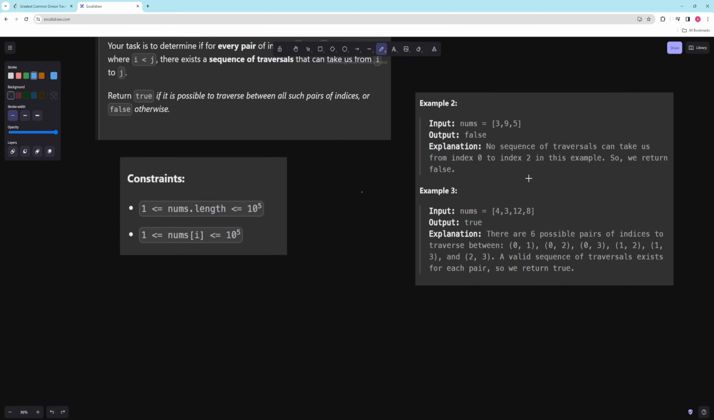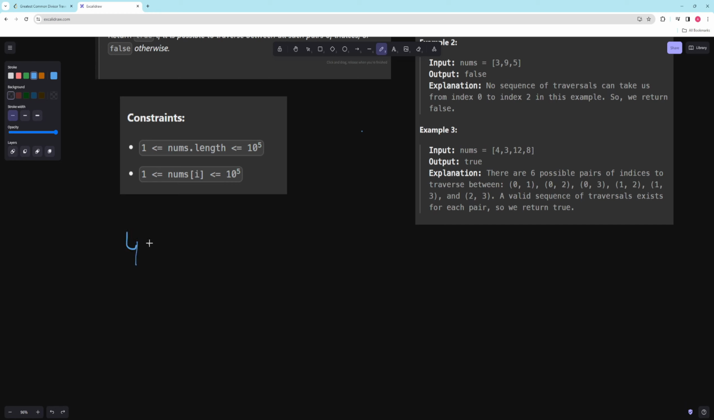So just to go through this example, for 4, first of all, we can get the prime factors, and I'll talk about efficient ways to do that. For 4, the prime factor is 2. For 3, the prime factor is just 3. For 12, the prime factors are 2 and 3. And for 8, it is just 2. Then we know that if numbers share a prime factor, those can be connected. So if 4 has a 2 and 8 has a 2, that means their GCD will be greater than 1. So if numbers share, they can be connected.